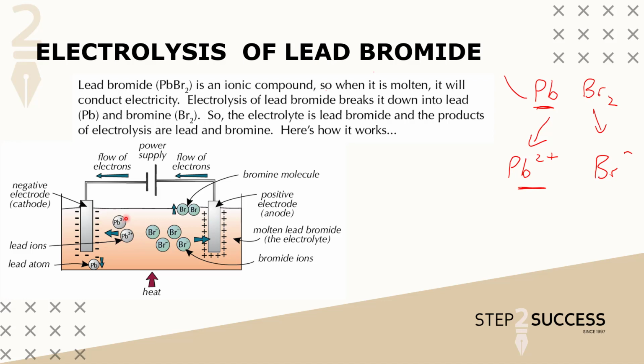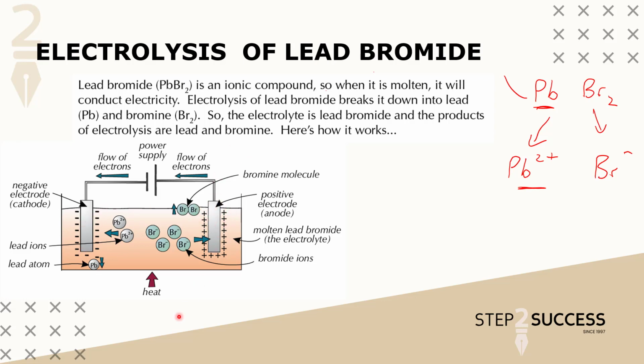The positive ions move to the negative electrode, as should be obvious, the opposites attract. And the negative bromine ions move to the positive electrode. So we have done the electrolysis there. They have been separated. Lead forms over here. As you can see down here, there's a bit of lead falling off. And bromine comes off as a gas over here.